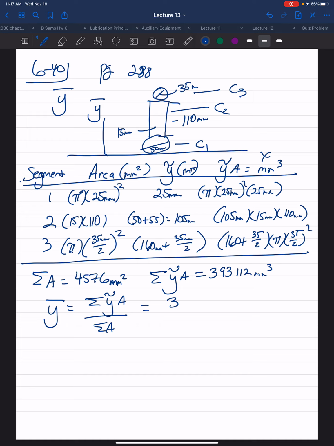Therefore, our y bar is 393,112 millimeters cubed over 4,576 millimeters squared. It is 85.9 millimeters. So that's the coordinate of the centroid for the composite shape.